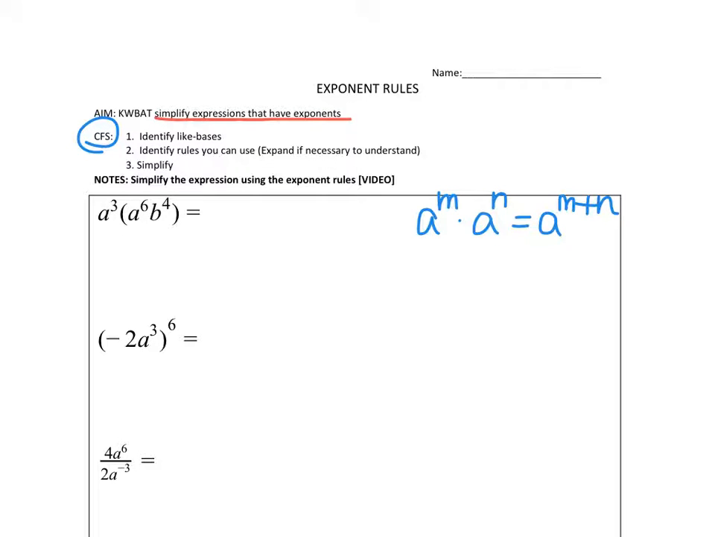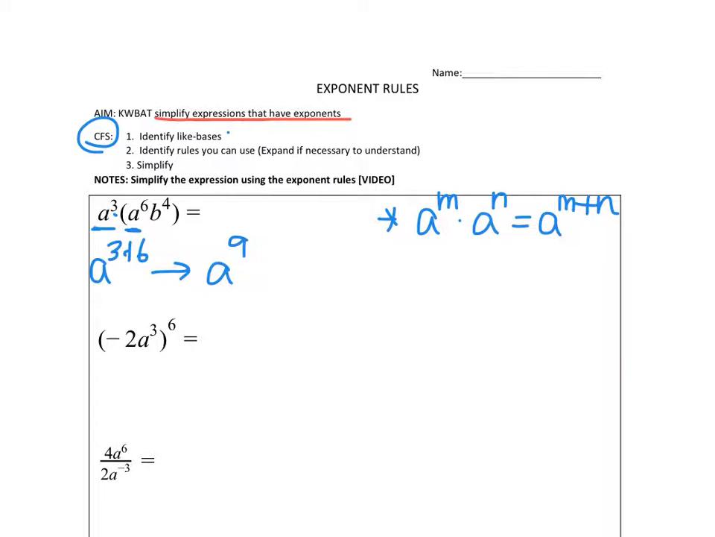We have a to the third, parentheses a to the sixth, b to the fourth. Now if I have something next to parentheses, that's another way to just say I'm multiplying. So that's an example of this first rule here. I see that, well, if I'm looking to identify like bases, I see a to the third and a to the sixth. We're multiplying them, so we're going to use our rule off to the side and add the exponents. So a to the 3 plus 6 power means we're going to have a to the 9th power.